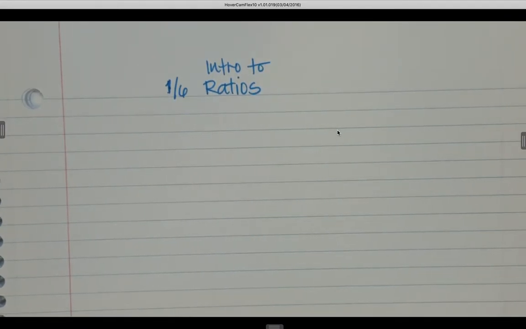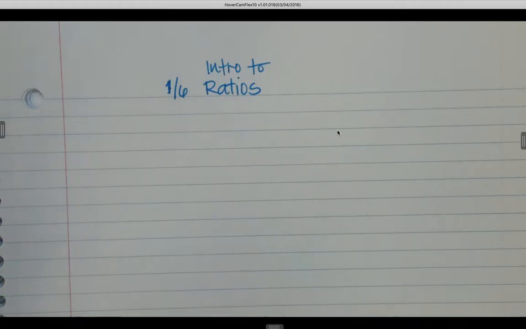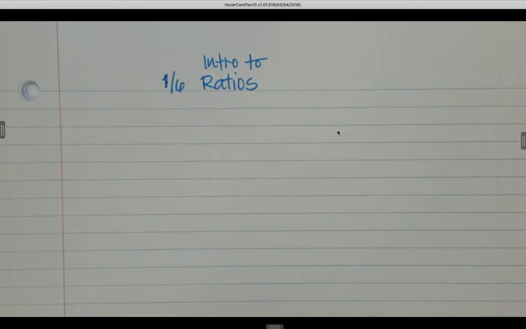We are going to be talking about ratios and rates. We'll start off our notes with an introduction to ratios. It's a concept that starts, I think, in 5th grade and progresses into 6th grade, and it is probably the biggest concept in 6th grade mathematics. So let's get started.